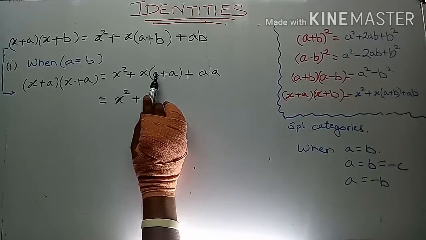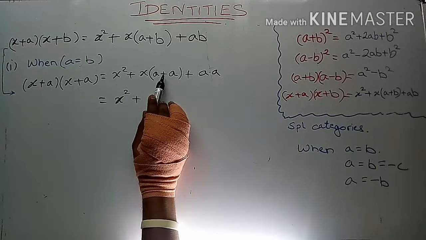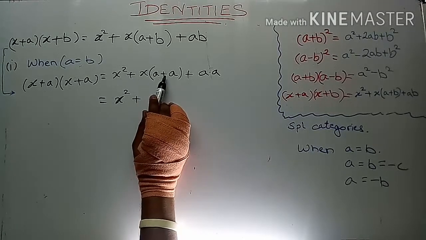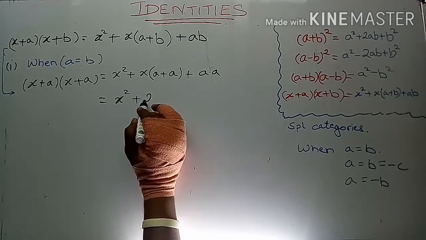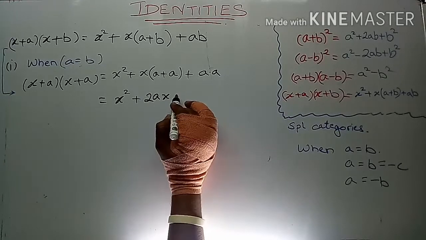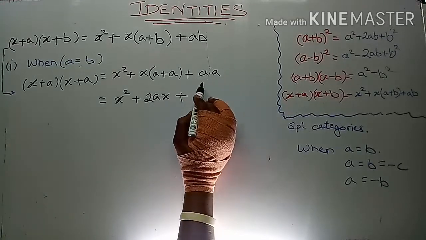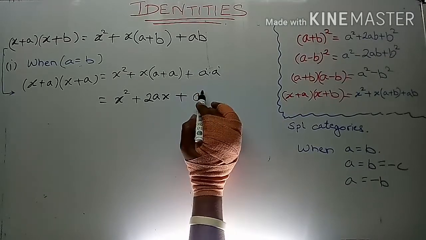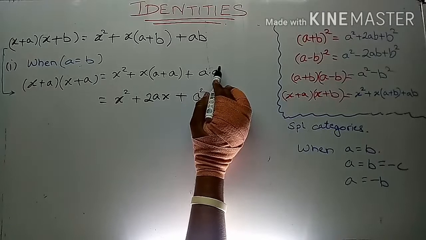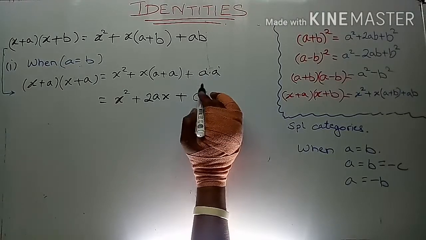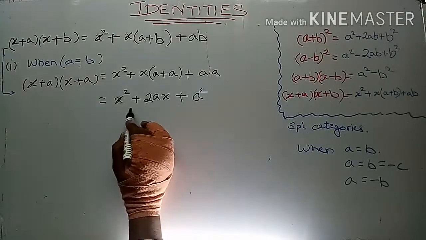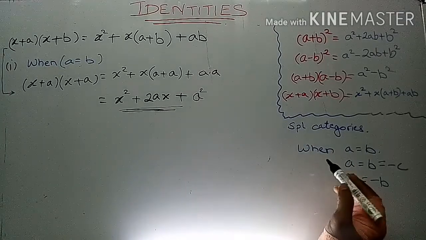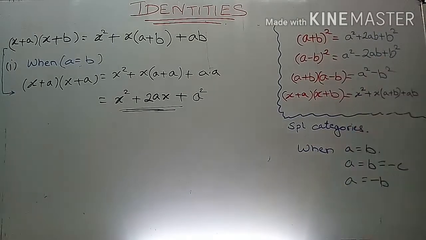Do not mistake this plus sign as a multiplication sign. So this is a plus a. A pen plus pen gives you 2 pens. So this will be 2a into x plus, now this is a into a, so it will be a square, a raised to the power 1 multiplied by a raised to the power 1 gives you a raised to the power 1 plus 1, that is a raised to 2. So this is just for your understanding. If you see this special category, when a is equal to b, this resembles the standard identity.